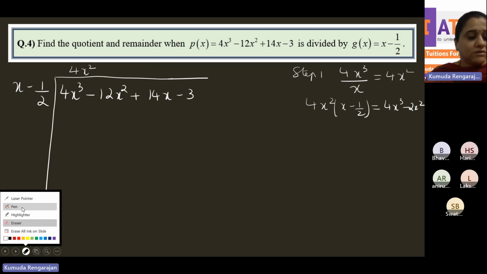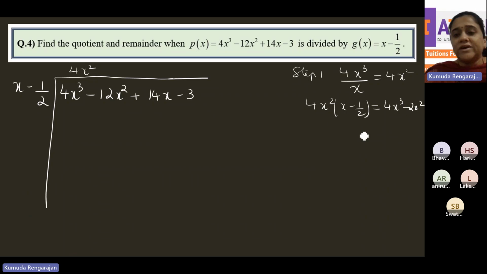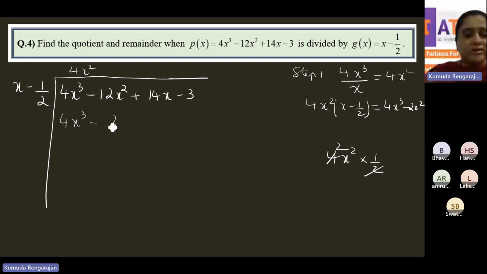That fine, children? 4x squared into x minus 1 by 2. 4x squared into x is 4x cubed, minus 4x squared into 1 by 2, which is 2x squared. Write those terms here. What should you write? 4x cubed minus 2x squared.